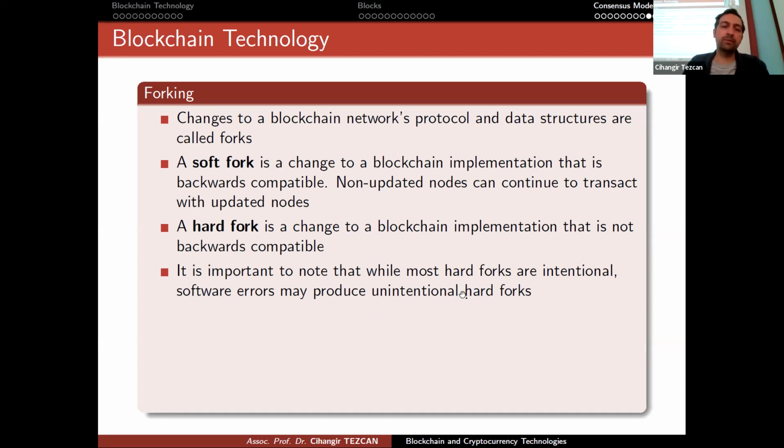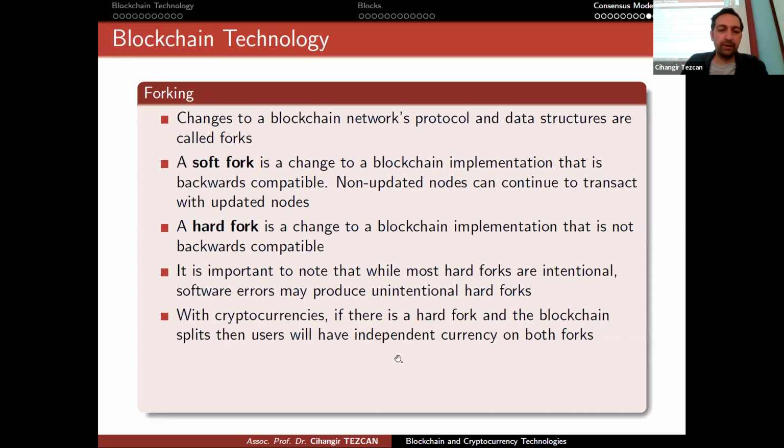For instance, for Bitcoin, some people increased the block size from 1 megabyte to 8 megabytes, and created a new cryptocurrency called Bitcoin Cash. With cryptocurrencies, if there is a hard fork and the blockchain splits, then users will have independent currency on both forks. So this is actually what happened with the Bitcoin Cash hard fork. For instance, before that, assume that you have 10 Bitcoins. After this hard fork, you also have 10 Bitcoins, but also have 10 Bitcoin Cash, because your money is duplicated in both of the blockchains, right?